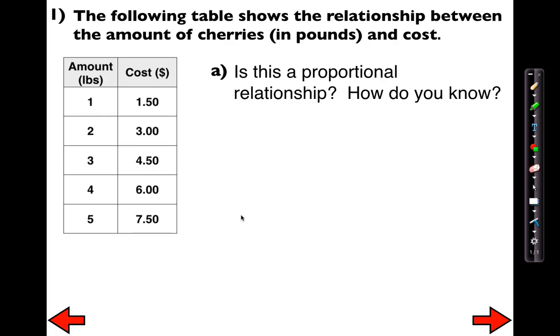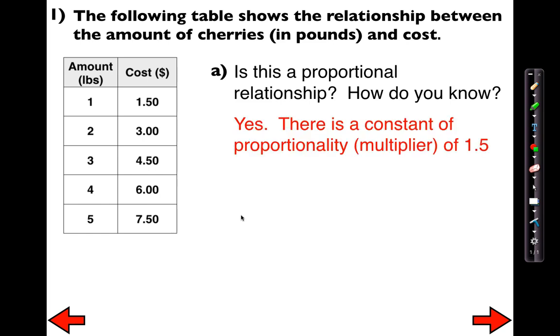So let's go ahead and look at number 1. It says the following table shows a relationship between the amount of cherries in pounds and costs. Is this a proportional relationship? How do you know? The answer is yes. Why? Because there is a constant of proportionality, aka the multiplier, which just so happens to be 1.5.